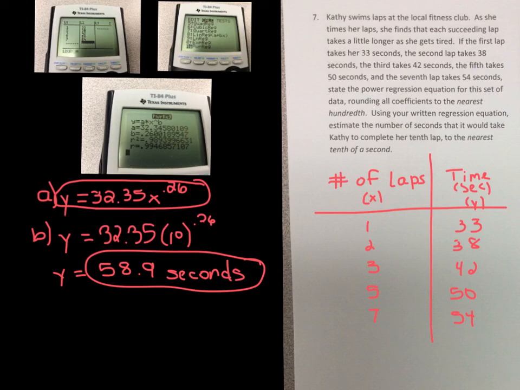Even though they didn't break it up into a part A and B, I just did that so you could see what was what. And they wanted you to use this equation to estimate the number of seconds it would take for her to complete her 10th lap. So I just replaced the x, which is the number of laps, with a 10, and I got 58.9 seconds to the nearest tenth.